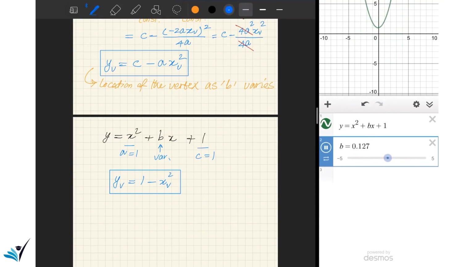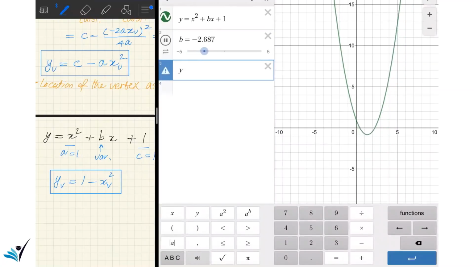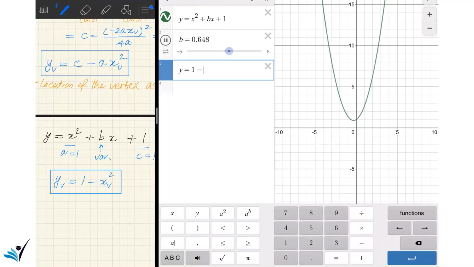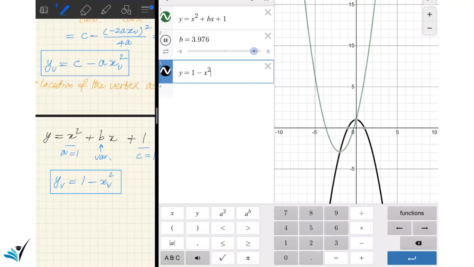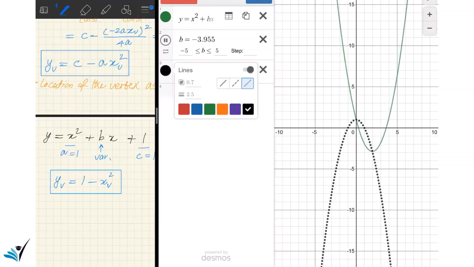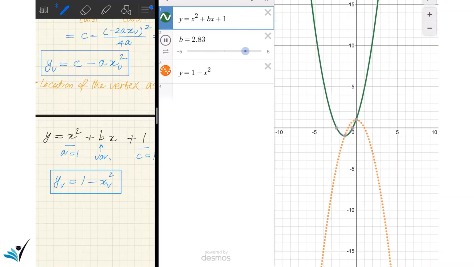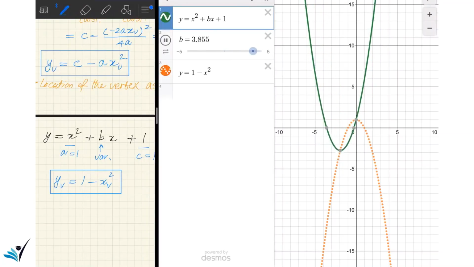Let's get back to Desmos and add this quadratic expression to the graph and see if the vertex actually moves along this parabola. The new parabola is y is equal to 1 minus x squared. Let me change this to a dotted line. As you can see, the vertex of the original parabola moves along the dotted curve that we calculated here.